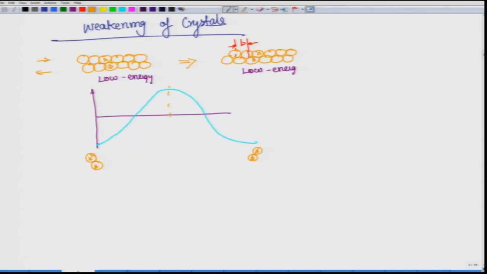somewhere you will have a configuration where the energy is highest, A sitting just over B. So, this is the transition state over here, and if you take a derivative of this, you will get the shear stress that is acting onto it, and you will get some relation like this.